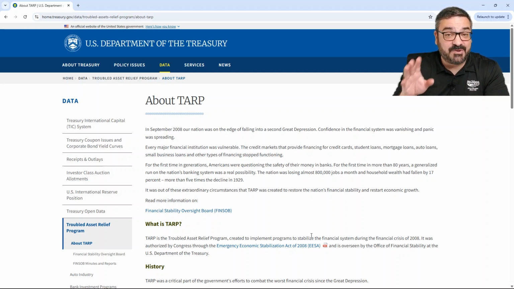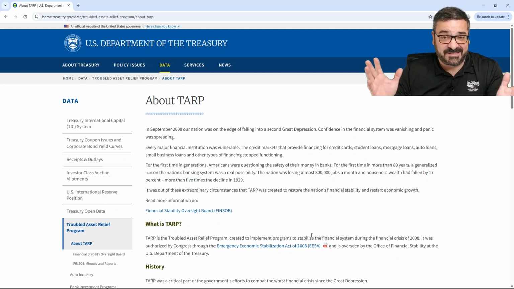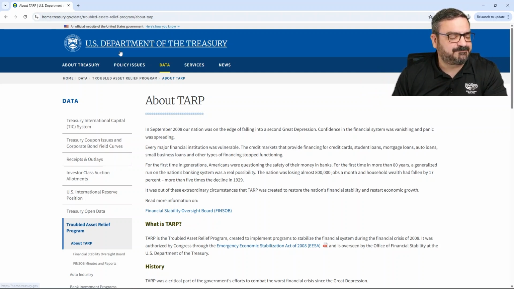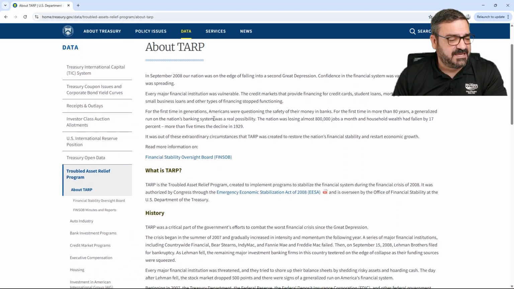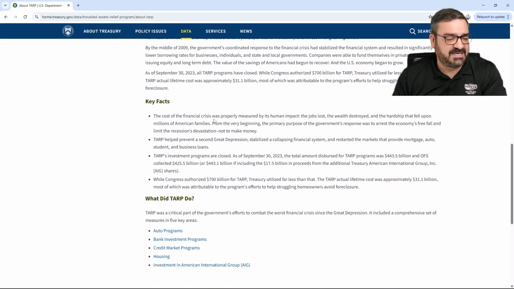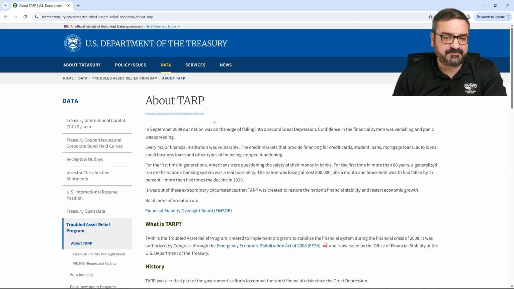Now, most of that money, we're told, has been paid back. The net cost to taxpayers on TARP was supposedly $32 billion. So of the $700 billion spent, it only cost us $32 billion. So don't get too excited about that. This is looking at TARP here on the U.S. Treasury website. It talks about what it is, its history, key facts, what it did, etc. So you can check this out on the Treasury website.